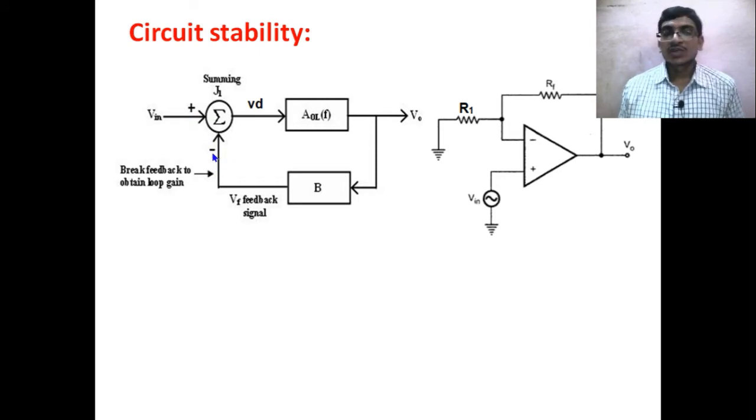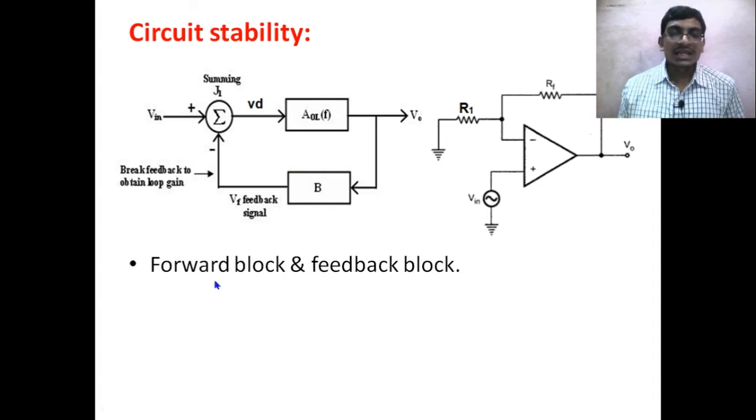If it is a negative feedback, then it will get subtracted. If it is a positive feedback, then it will get added. Here the minus sign indicates that it is a negative feedback. Therefore, the differential voltage VD is equal to the subtraction of the VIN and the feedback signal VF. So let us see the forward block and feedback block.